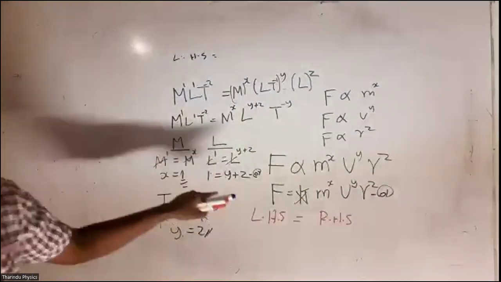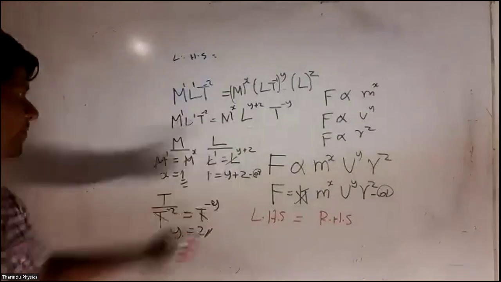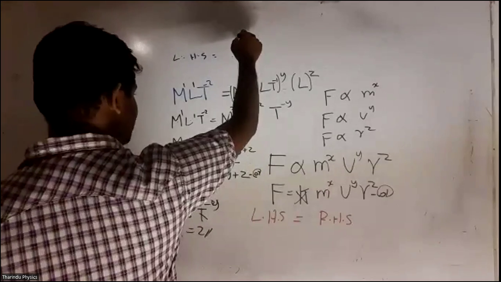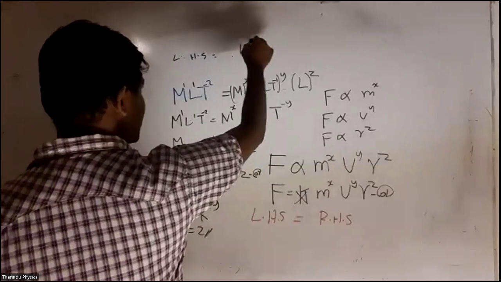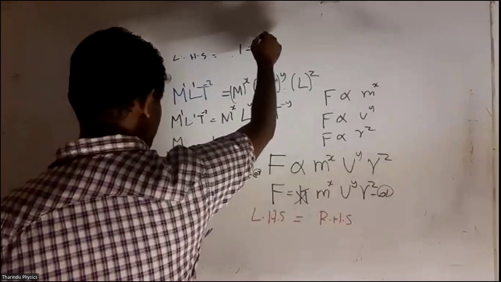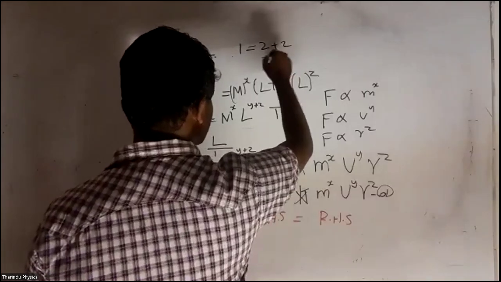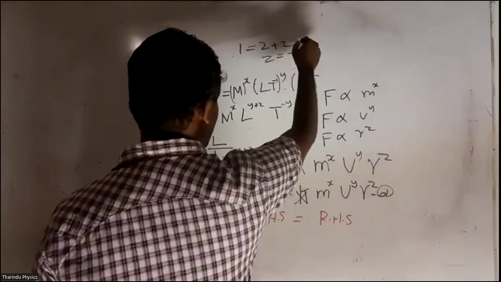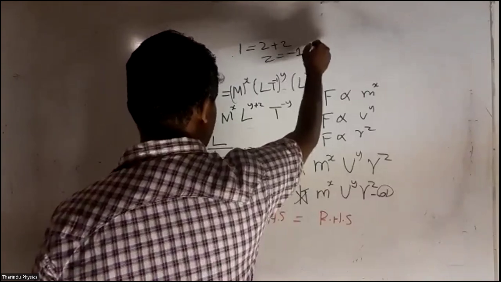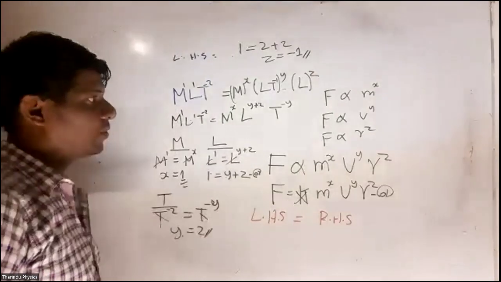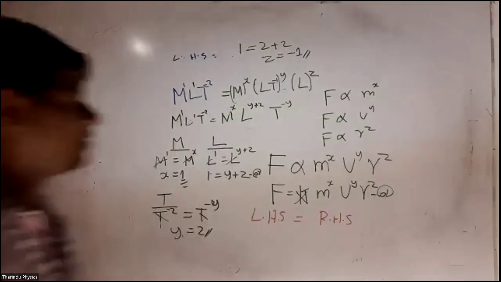Now you are going to substitute the values. It's going to be 1 equals 2 plus z, so z equals minus 1. Z equals minus 1. Now I am going to substitute these values over here.